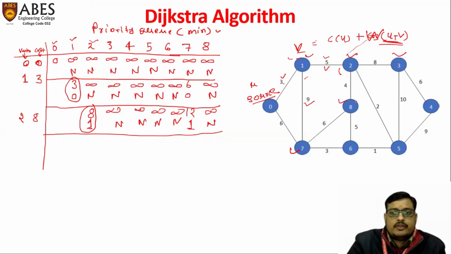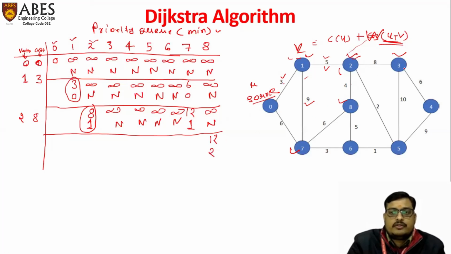So what will be the cost of 8? It is the cost of 2 plus the weight of 2 to 8. We'll add this. The cost of 2 is written here as 8. So 8 plus 4 is 12. So the cost of vertex 8 will become 12. So we'll update here 12 and we'll write the source as vertex 2.